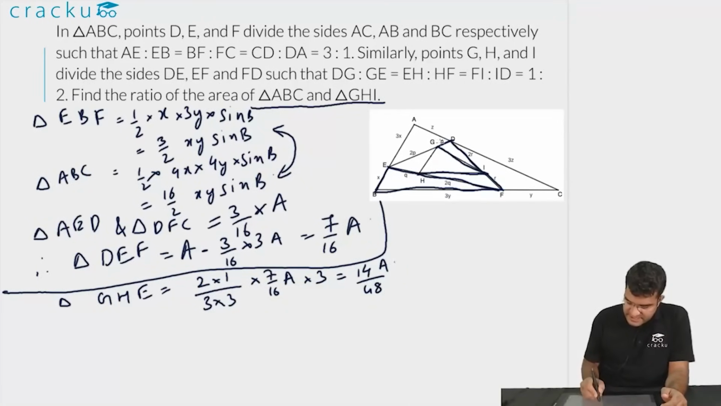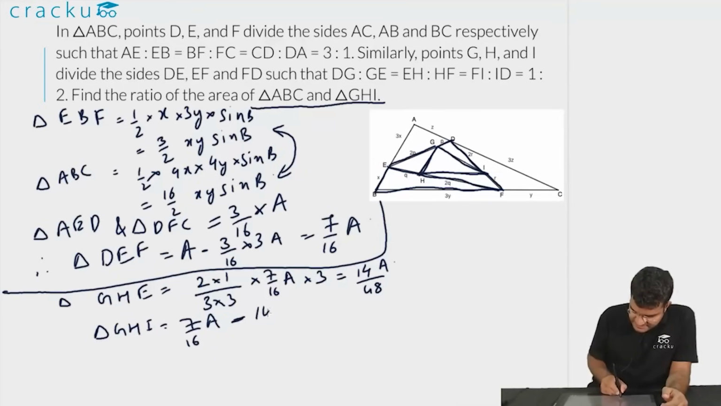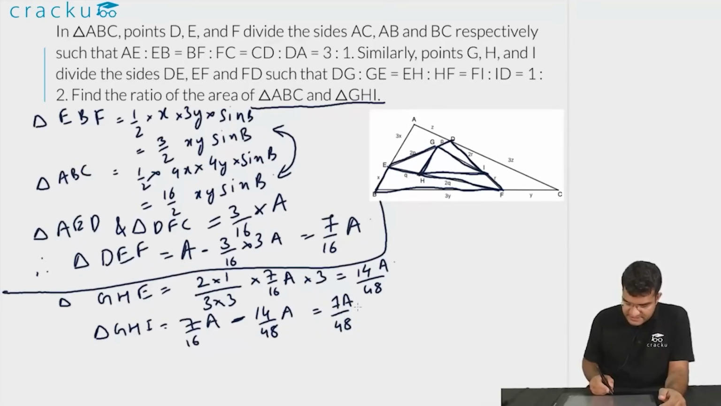Now this is the sum of the areas of the three triangles outside. So we need to calculate the area of the inner triangle GHI, which will equal 7 by 16A, this is the area of DEF, minus 14 by 48A, which is equal to 7A by 48. Therefore, the required ratio of ABC to that of GHI is equal to 48 by 7.